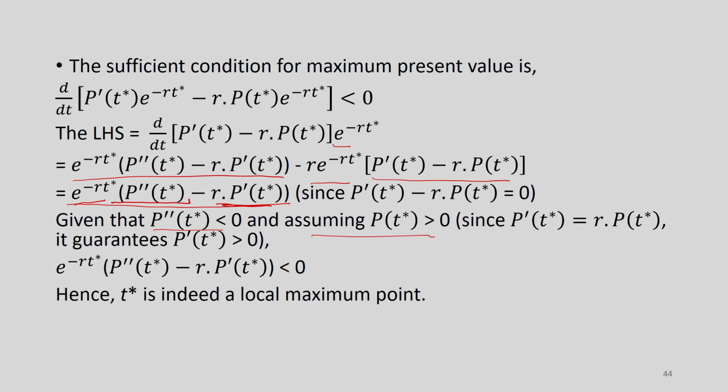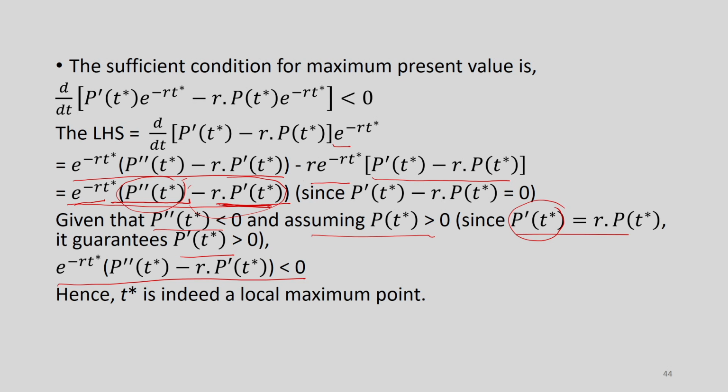P of t star means the value of the tree, and it can be safely assumed that it is positive. Now, if P of t star is positive, then by this condition this is also positive. So, this term is positive and it is preceded by a negative sign. So, this is negative, and this, we have seen, is negative. So, the entire term is negative.